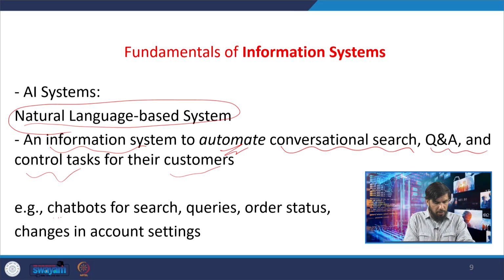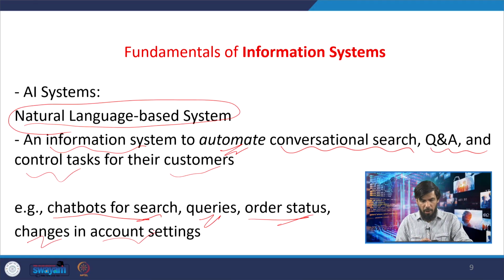So, examples here are chatbots for search, queries, checking order status, and changes in account settings. Order status can be checked, that would be the control part, and that could be the Q&A part. Then search and queries could be the conversational search part. Natural language based systems can be used to automate some of these tasks, and therefore human resources could be utilized in other, more productive settings, right. So, overall, because of the use of chatbots and these natural language based systems, there would be gains for the organization.